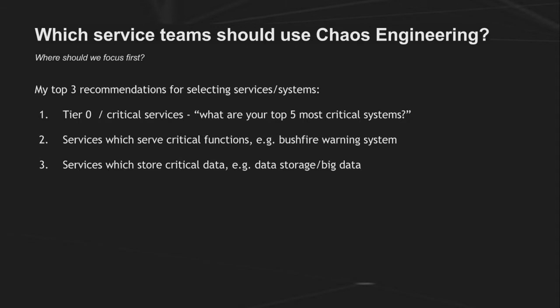So if you sit down and say, what are our top 5 most critical systems? That's a great question to ask yourselves as a team. And once you know that, then you can start to do chaos engineering on those systems. The other thing is to think of which services serve critical functions. I know that you have a bushfire warning system. That's extremely critical, and that sounds like a great system to do chaos engineering on.